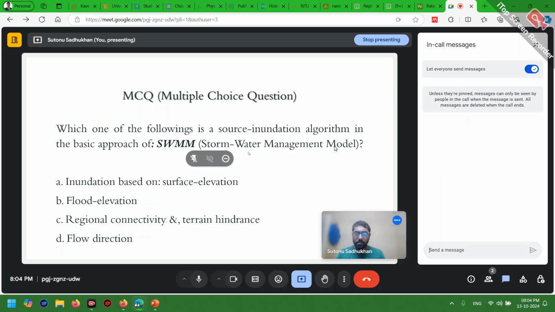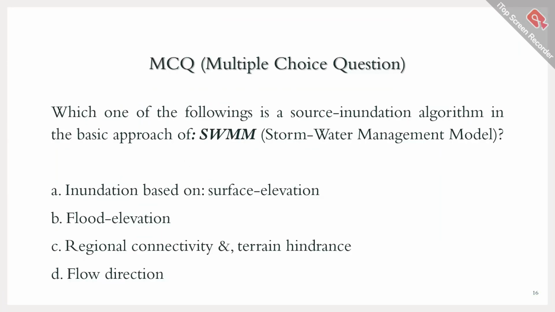Yeah. So the answer is regional connectivity and terrain hindrance. It is a source inundation algorithm in the basic approach of the stormwater management model.